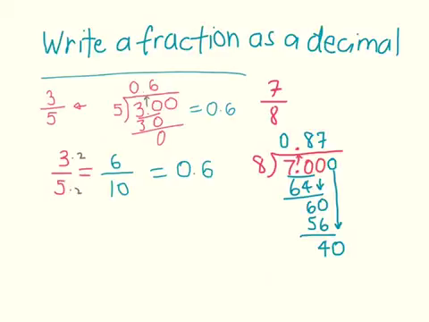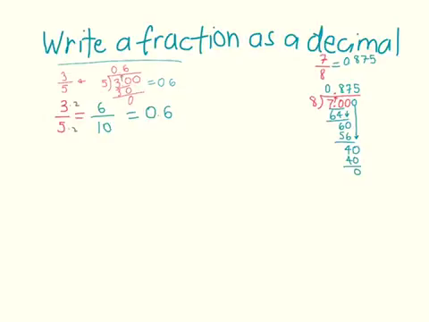And so 8 into 40 is 5 times, and we get a remainder of 0, and therefore 7/8 is equal to 875 thousandths, which we sometimes hear said 0.875.